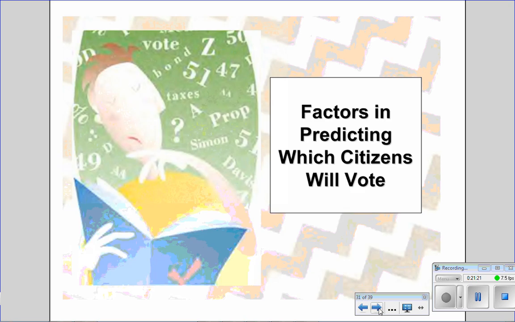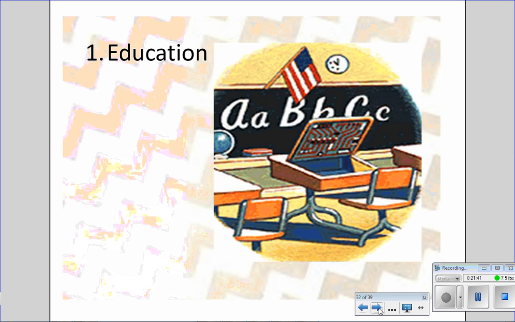Factors predicting which citizens will vote. So we've talked a lot today about all the ways that people have fought to get the right to vote, but as we know, and we'll look at some more statistics about this, not everybody does exercise that right to vote. So how can we predict who is going to actually vote? One is education. That is a big predicting factor on who will actually take that privilege seriously. The more educated you are, the more likely you are to vote.